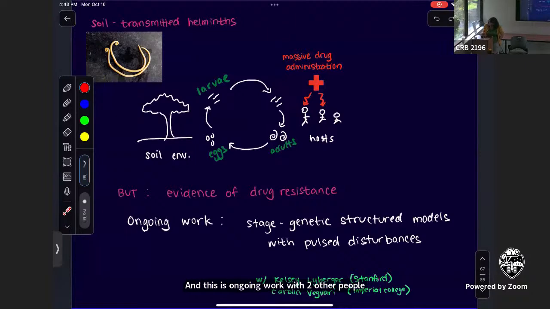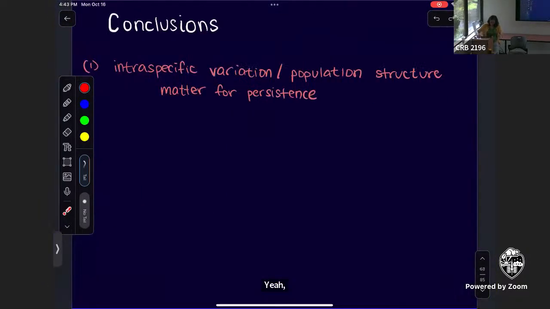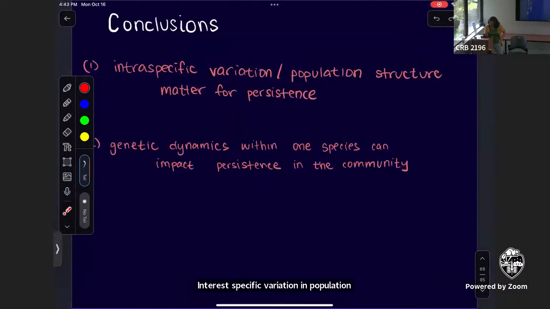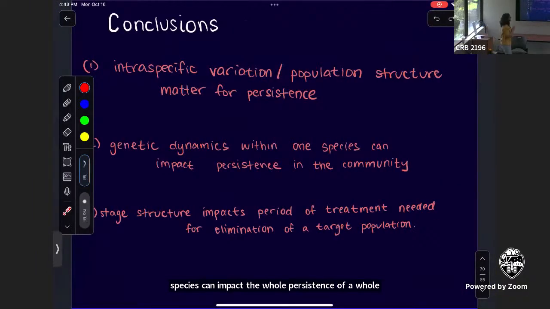That's all I wanted to say, but I just want to end with some overall conclusions. Interspecific variation in population structure matters for persistence of species. Genetic dynamics within one species can impact the persistence of a whole community. And stage structure can impact how often, or the period of treatment needed, in order to drive elimination of a target population that's harmful. At least in theory, right?